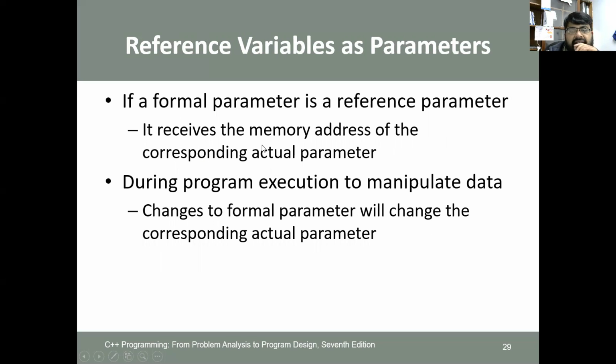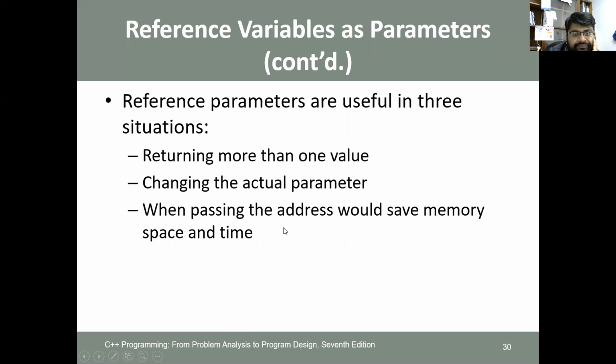However, if a formal parameter is a reference parameter, then it receives the memory address of the corresponding actual parameter, and during program execution, when you manipulate data, changes to the formal parameter will cause changes in the corresponding actual parameter as well. So there is just one place where you are causing the changes, and those changes will be reflected in the actual parameter. How do you do that? We'll see that in maybe a couple of minutes. There are a lot of different examples, some very good examples given in the book, and we'll discuss some of them in the coding part at the end of the current lecture.